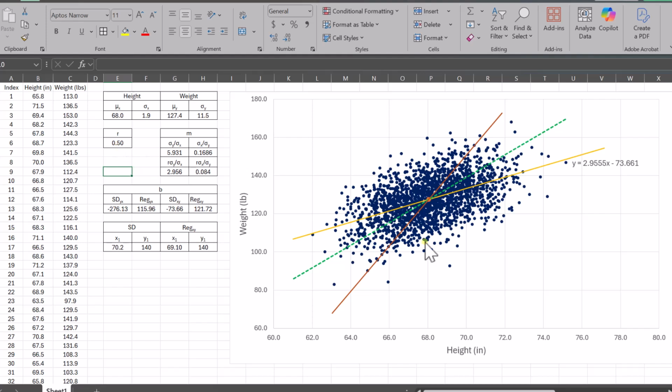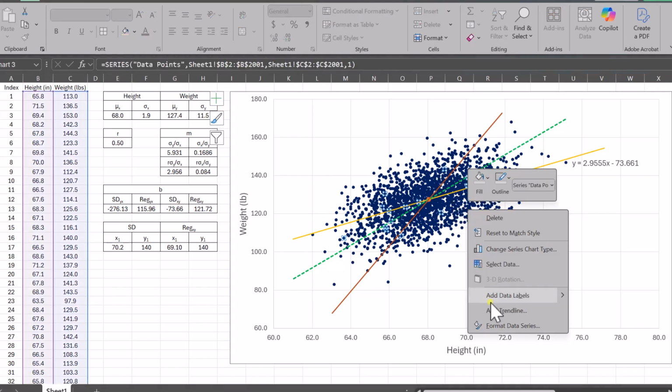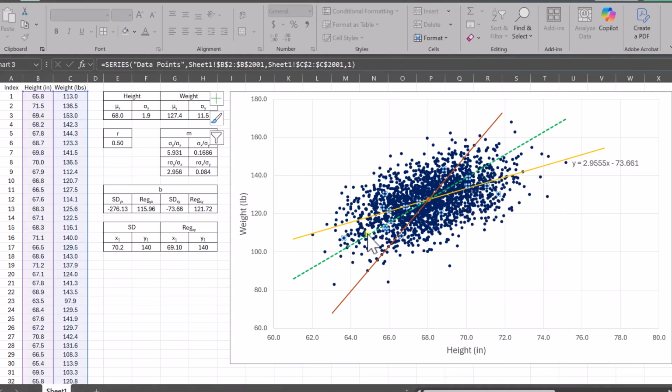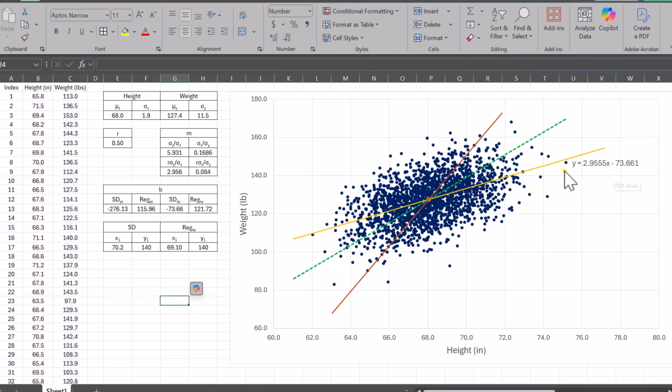After I plotted this data, I started off by just inserting a trend line straight from Excel. So you just right click on the data points and go to add trend line, and then add a linear trend line, and then add the equation. So this is the regression line. That's the trend line. But it's with height as the independent variable.